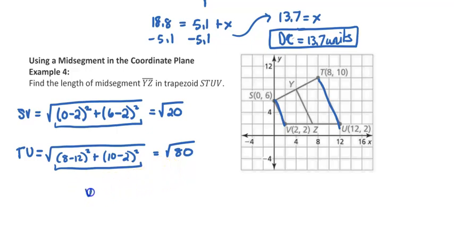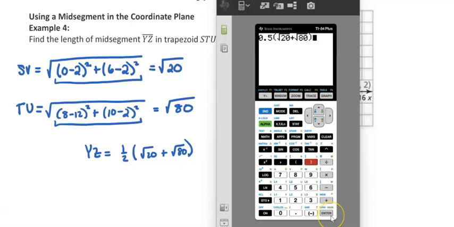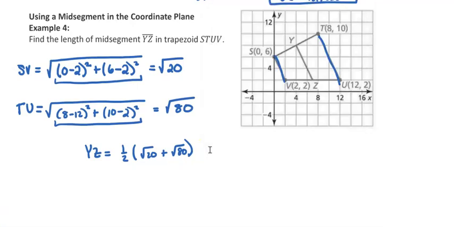So to find the mid-segment, I'm going to do half, and then in parentheses, the square root of 20 plus the square root of 80. Now, personally, I would just go in and type that in the calculator. So here I just typed it in my calculator, which is about 6.7.